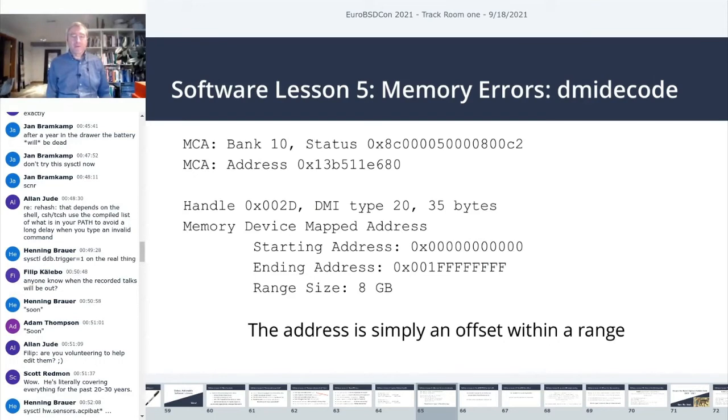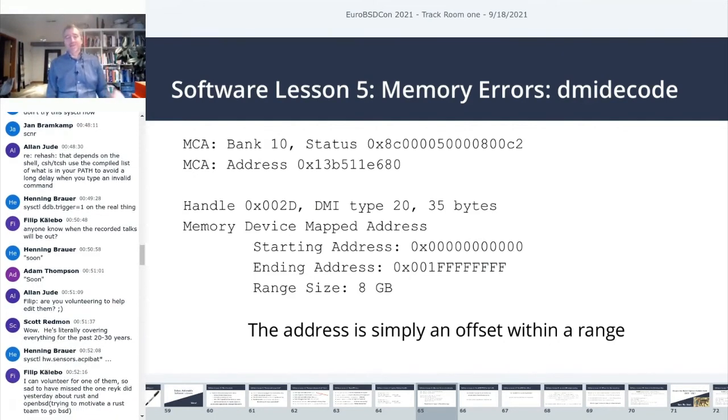However, with dmidecode, you can go look at your modules, and it gives you a start and stop address. This is definitely on Supermicro. Not sure about Dell. Might not be. But key point, that failed address is an offset. Go find the module it's within. You'll thank yourself.